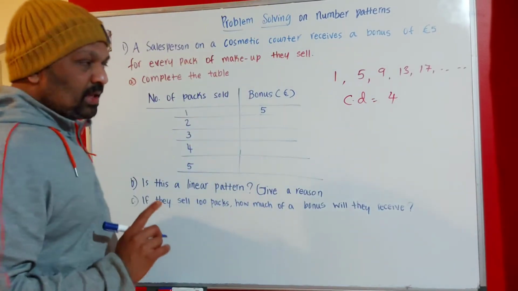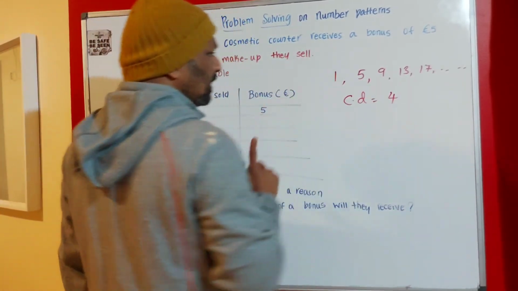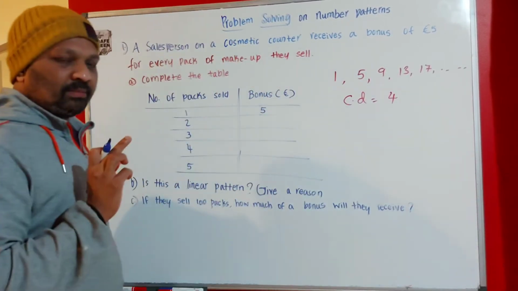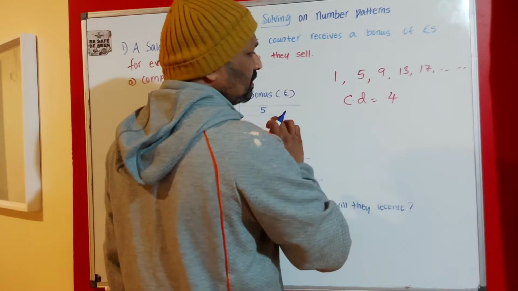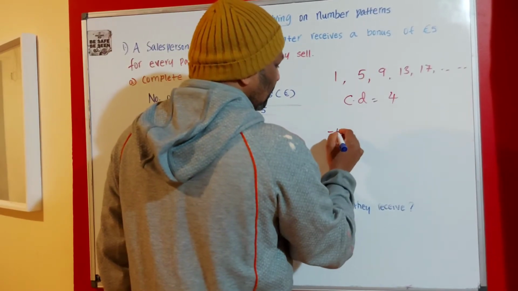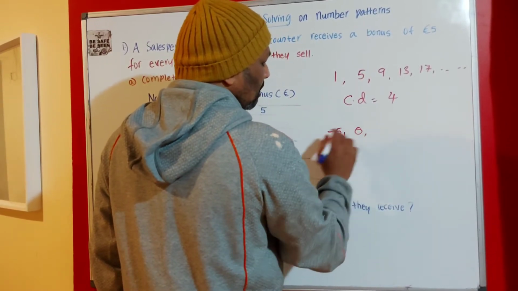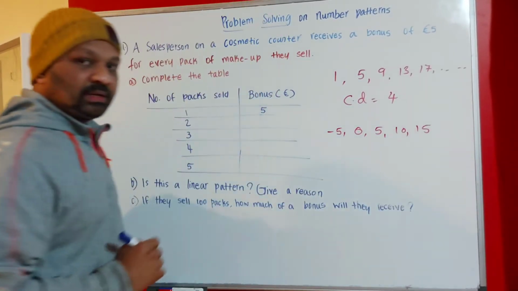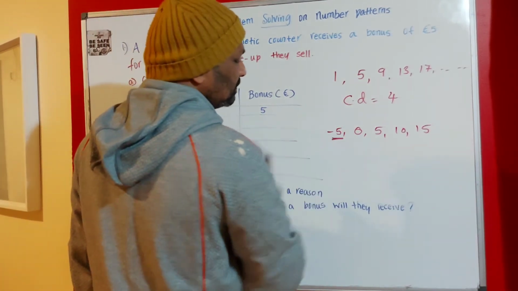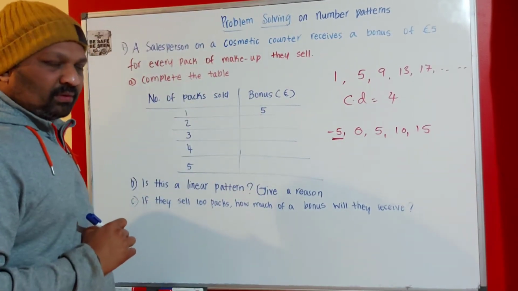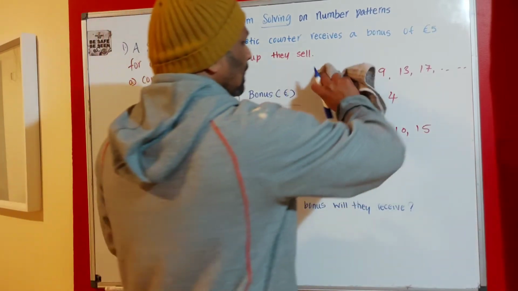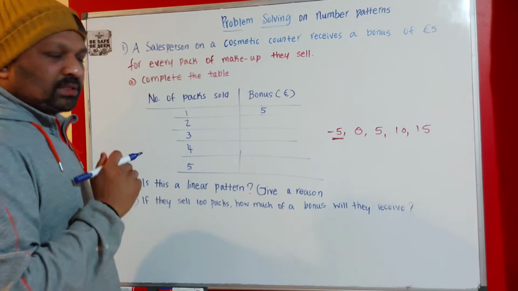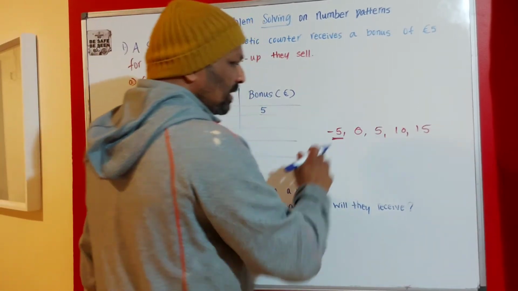There is also significance for the first term. What is the first term of the first series? 1. For the series minus 5, 0, 5, 10, 15, what is the first term? The first term is minus 5. I'm going to erase this series and use this one to explain. What is the first term? Minus 5. What is the common difference?